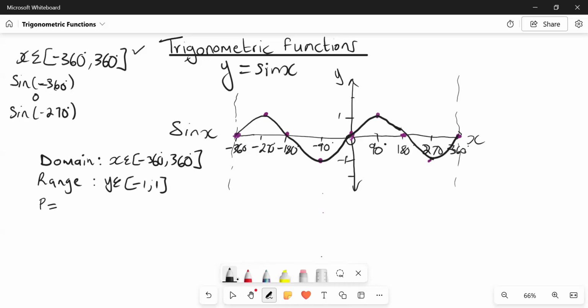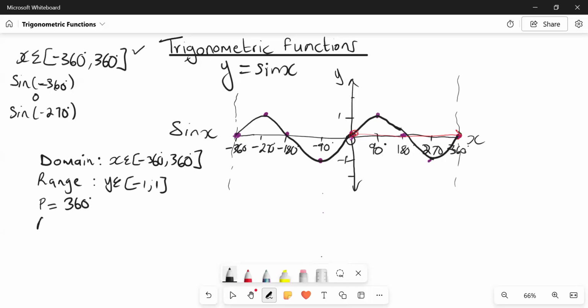It's just the horizontal distance to complete one cycle. So from here, okay, let me do this. From this point all the way to 360. That's just one cycle to complete one complete wave, actually, right? So now the period becomes 360. So the standard period of sine is 360.